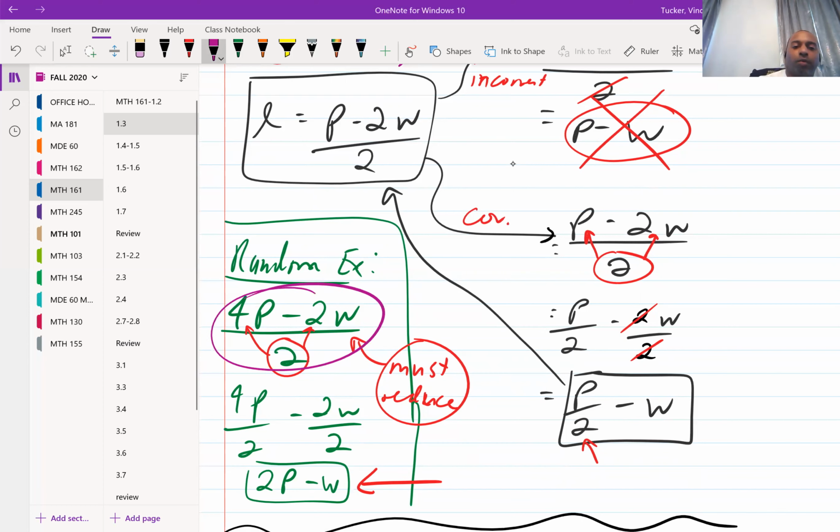So in this type of situation, you are expected to reduce because the 2 can divide into that 4 and it can divide into the other 2 that's in the numerator. So like I said, you break it up by dividing 2 into each, 4p over 2, 2w over 2, and then that reduces down to 2p minus w. So just throwing that out there. All right, any questions? Any questions?